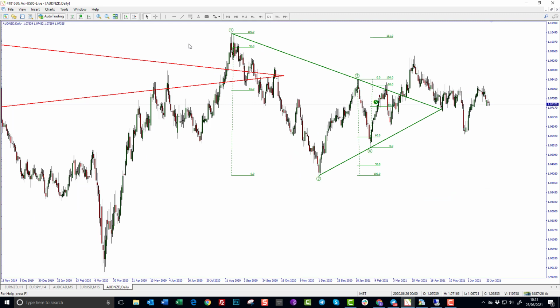So that's the indicator. That will help you automate the drawing of symmetrical triangles. Now what we're going to do is look at how to trade symmetrical triangles profitably, the entry and exit criteria we should be using, and where we should be placing our stops.